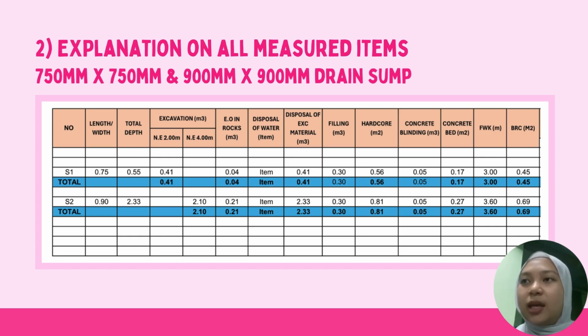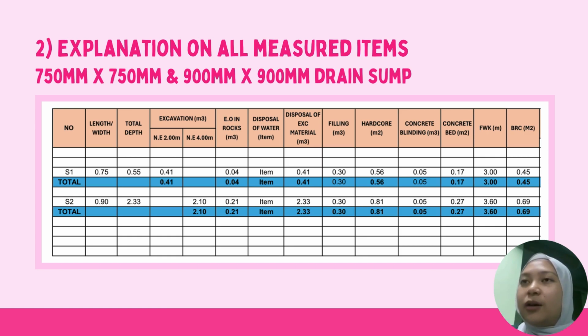For concrete blinding, we just take straight away the blinding size from the drawing. Next is concrete bed, which we times the size of the sum with the concrete bed sizes. Next is formwork, which we measured in meter. We take the length times with 4, which we have 4 edges of the formwork.